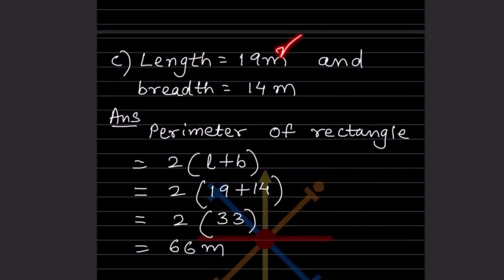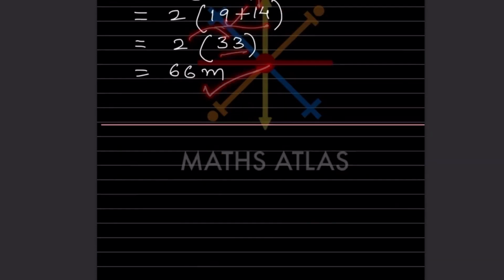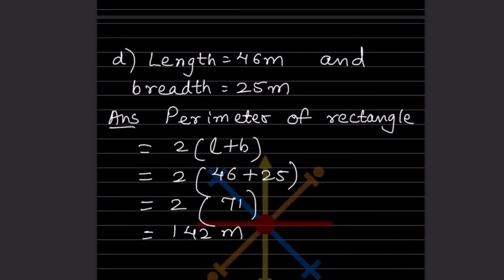Now here again look at this. These both are in meters, so we don't have to convert it. Just put the formula and you get the answer. So the formula, this is important, twice into length plus breadth. Put this one, add this and multiply this. So this is 66 meter. Now again over here, the length is given. First look at the units. Both are the same, so you don't have to worry about it.